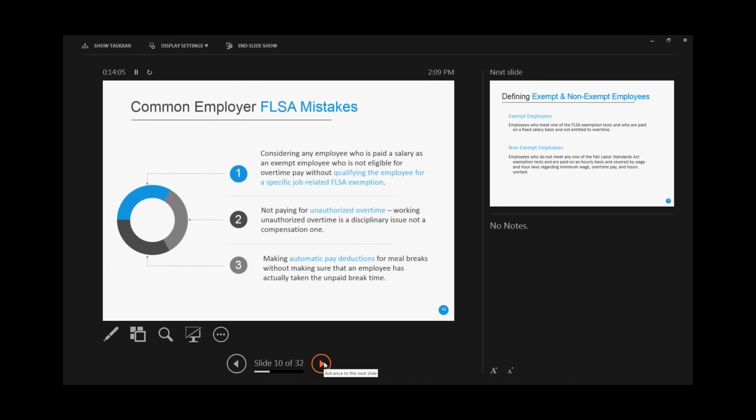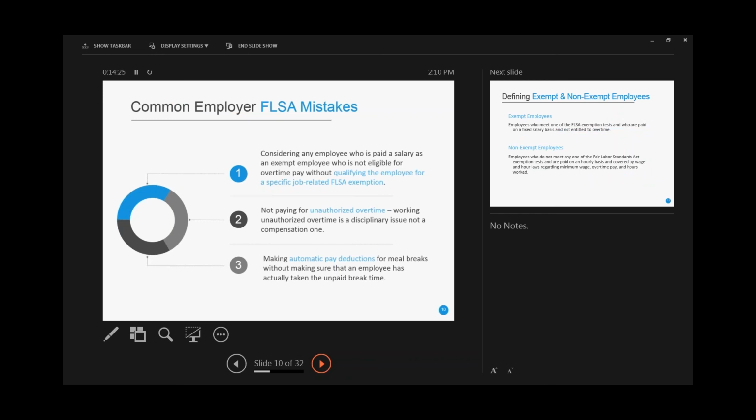So some common employer FLSA mistakes. Number one mistake, and probably the most common one that I get, is considering any employee who is paid a salary as an exempt employee who is not eligible for overtime pay without qualifying the employee for a specific job-related FLSA exemption. Probably the number one.